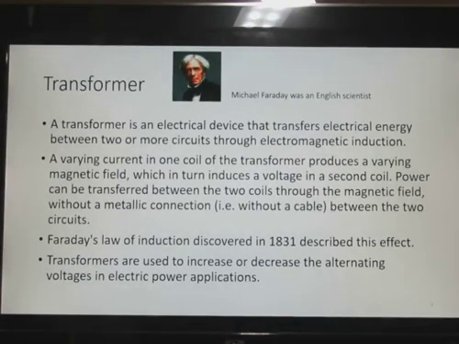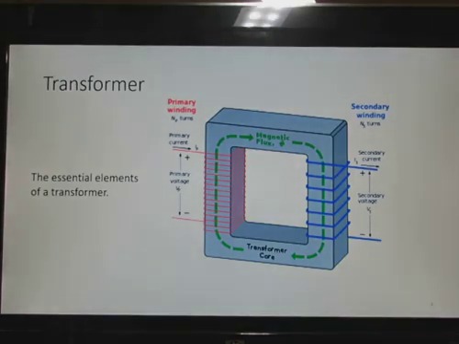Michael Faraday discovered in the 1860s that electrical energy between two or more circuits can be transferred through electromagnetic induction. The transformer is an important component in our electrical power grid today, and it's used for a number of other purposes as well. Traditionally, one side of the transformer is called the primary, and the other side is called the secondary side.